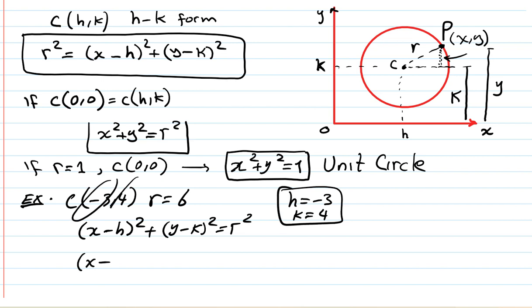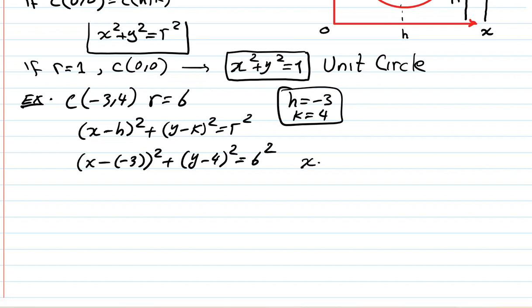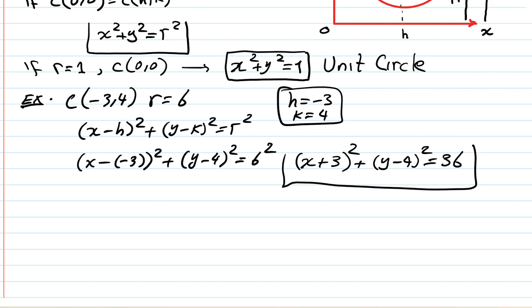H is the x, k is the y component of that point. All right, so we go x minus h, so that would be (x minus -3) quantity squared plus (y minus k), that's (y minus 4) squared, equals radius 6 squared. The double negative on -3 makes it +3. I can finish that one here. So that's (x plus 3) squared plus (y minus 4) squared equals 36. And that would be the equation of the circle.